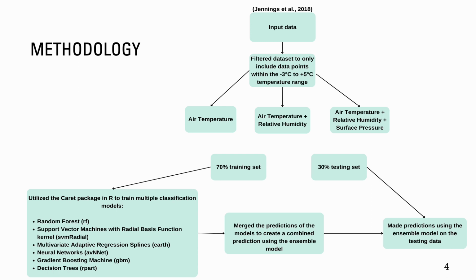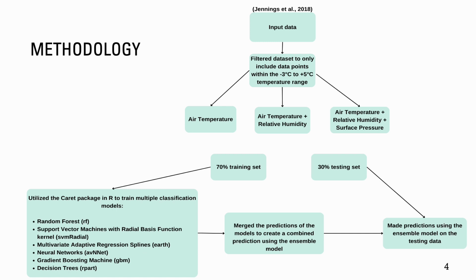I then took a random subset of the filtered data set and created three data tables, each of which had a different combination of the environmental variables, or input variables, to the model. The first data table considered air temperature, the second considered air temperature and relative humidity, and the third considered air temperature, relative humidity, and surface pressure.